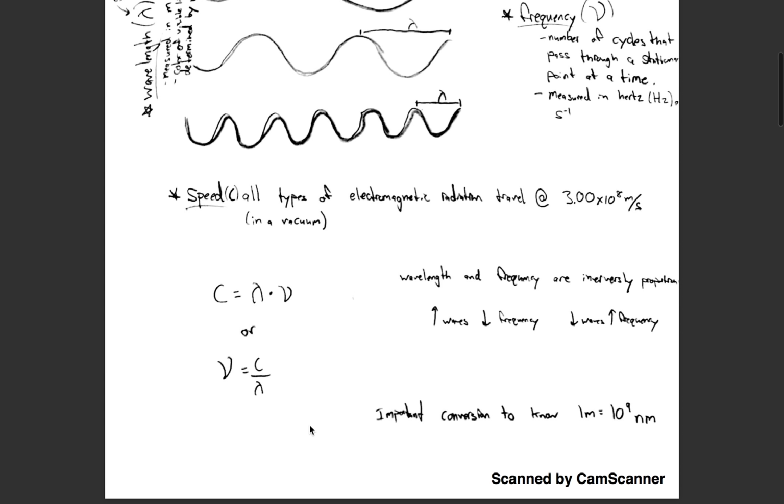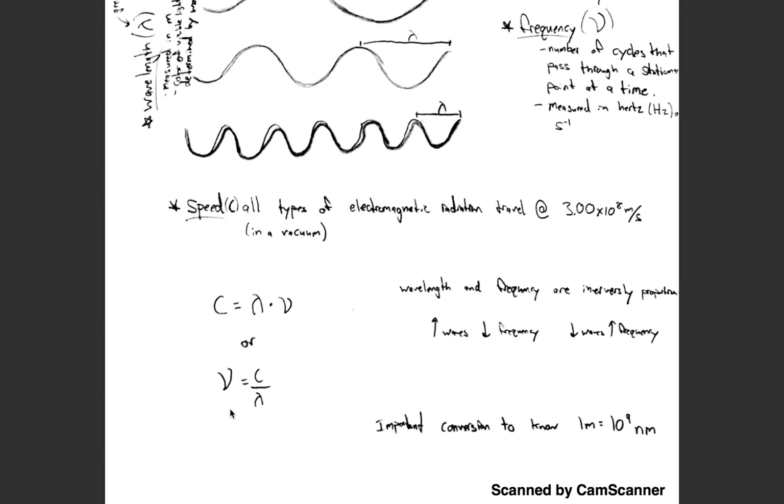And also, just so we're familiar later on, we can algebraically rearrange that equation so that the speed of light divided by the wavelength will tell us the frequency. It also is important to note that we measure wavelength in units of nanometers, and so we need to know this conversion that 1 meter is 10 to the 9th nanometers.